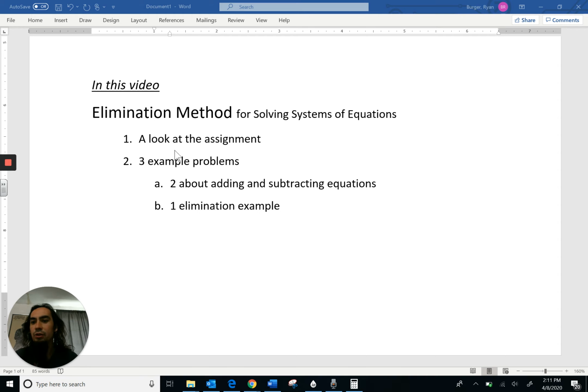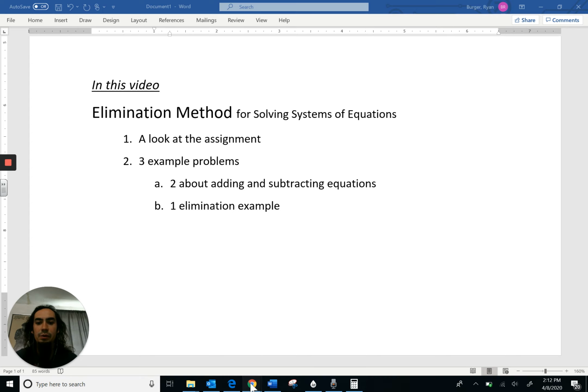First, I'm going to look at what the assignment is. I'll take a look at the Khan Academy, and we're going to do 3 example problems. 2 of them are about adding and subtracting the equations, and then 1 of them I will actually solve all the way through so that we can take a look at how that is. Okay, so first thing, let's look at the assignment.